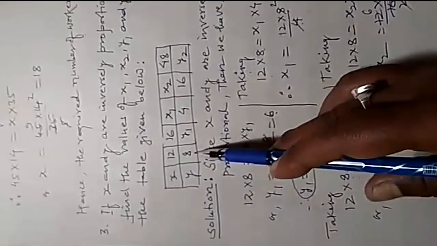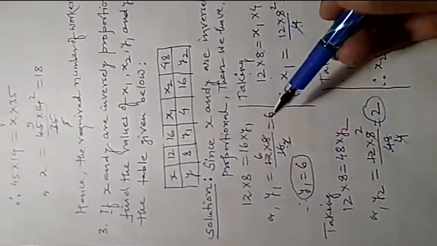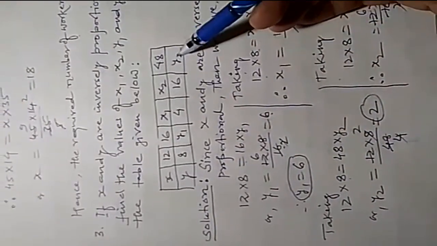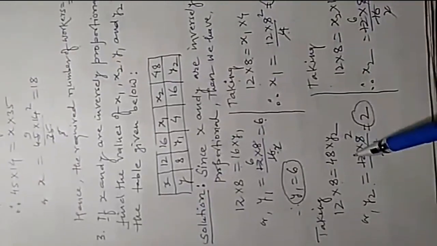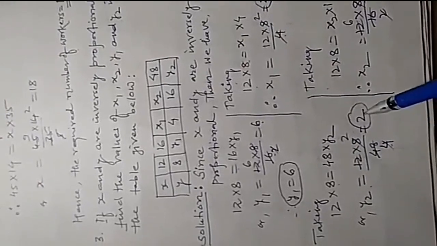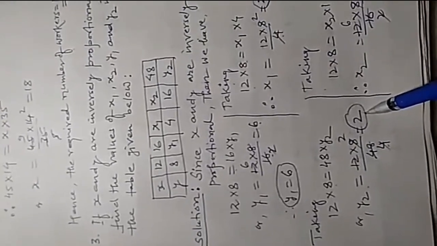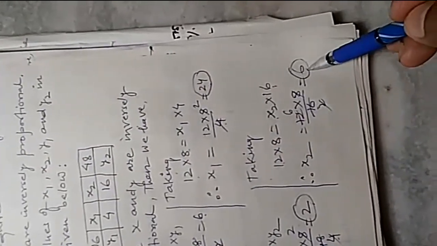Now taking 12 into 8, equal to 48 into y2, or y2 is equal to 12 into 8 by 48. We get the result 2. Now taking 12 into 8 is equal to x2 into 16. Therefore, x2 is equal to 12 into 8 by 16, which is 6.